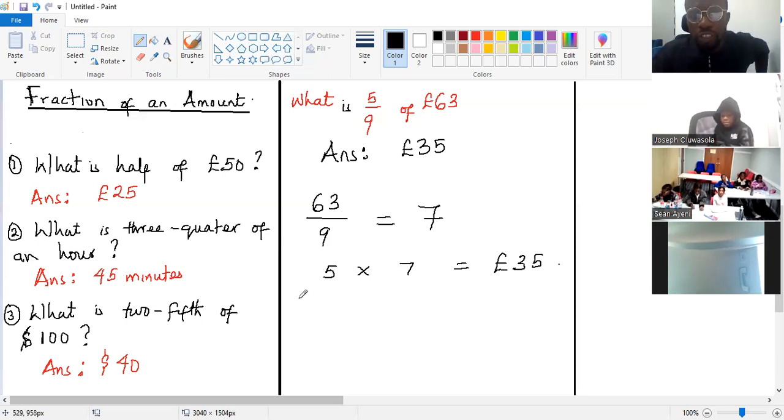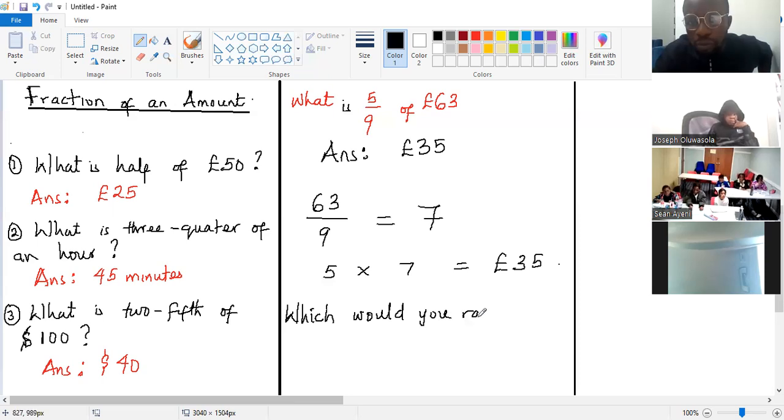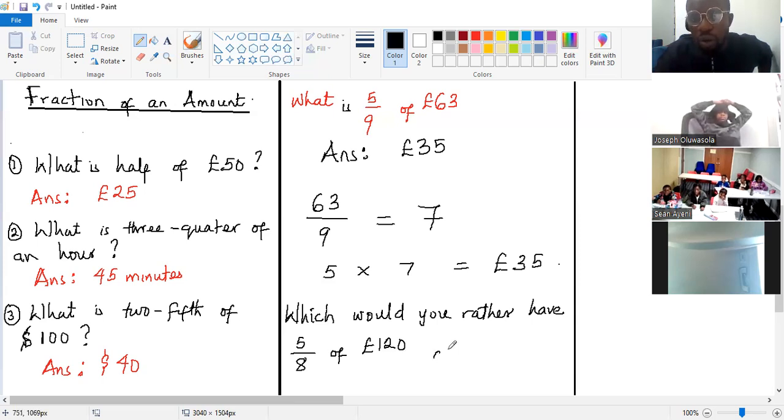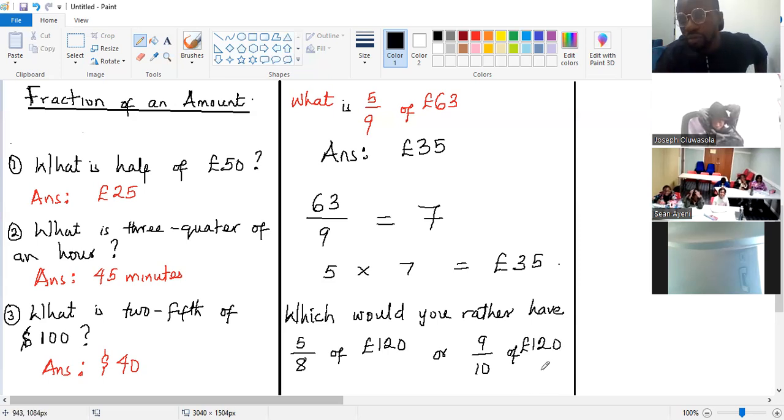Okay, now look at this question, guys. Which would you rather have? 5/8 of 120 pounds or 9/10 of 120 pounds. Which would you rather have?